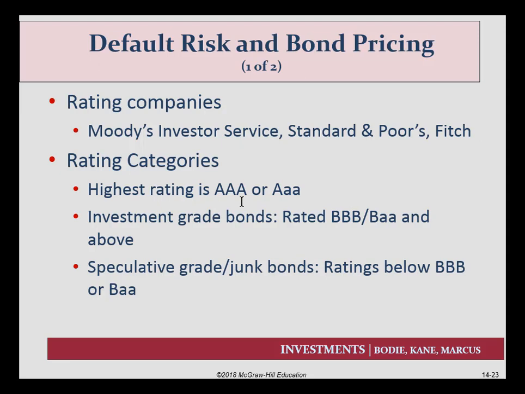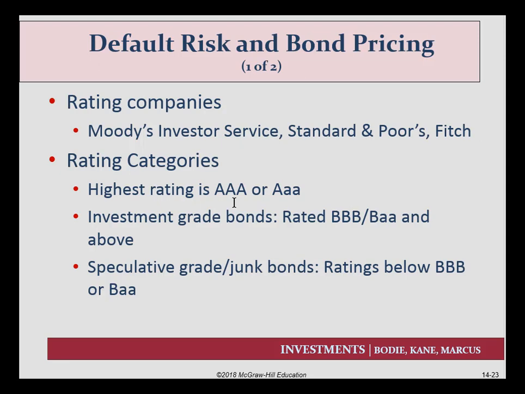Now, the importance of these categories are they are measurements, or they are based on the chance of default. So AAA rated bonds have the least chance of default. They are the least risky of all the bonds. So relatively speaking, if they're the least risky, they're going to be the bonds that have the highest prices. And of course, vice versa for speculative grade bonds.